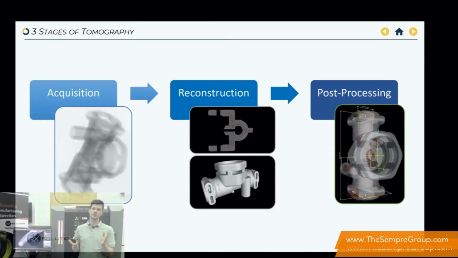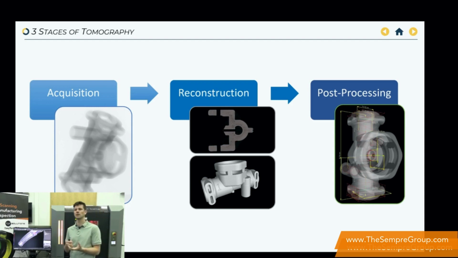So just to summarize, we have three steps. We have the acquisition as a first step. Next up we have the reconstruction to create the 3D model. And as a last step we have the post-processing, so that means using the 3D data that was created to do measurements, to do analysis on porosities or something else.